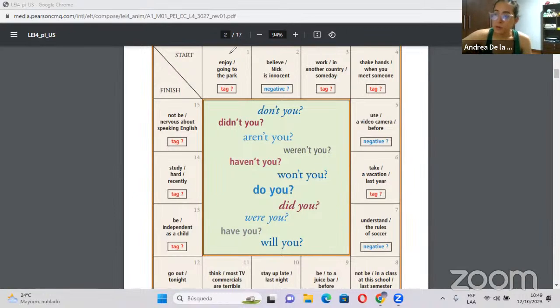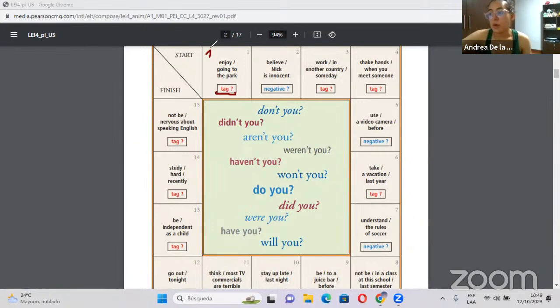So for example, I'm going to give you an example. Let's say in the first, it says enjoy going to the park, and we need to form a tag. So maybe I can say, you enjoy going to the park, don't you? So that's a tag question. And I can answer, yeah, I actually enjoy going to the park. It's a nice activity. I went last night, for example. We're going to take turns, so you ask a question and then you answer another question.